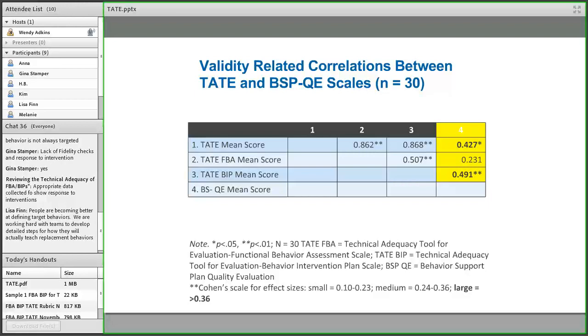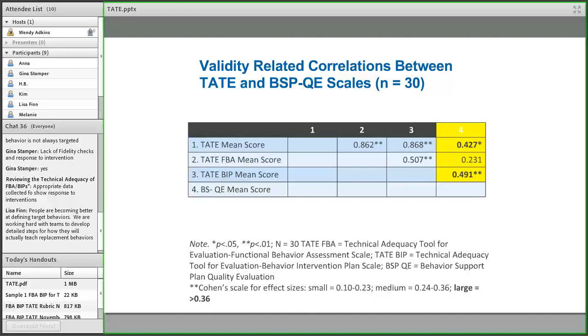So the results are, you're going to look here at the yellow shaded ones. Again, this is a little bit lower than what you saw with the reliability of the TATE. The TATE overall mean score compared with the BSPQE mean score is at 0.42. Now that is actually considered a large effect size. One of the reasons we think that we might not be having high agreement is because the BSPQE doesn't evaluate the FBA part. So that's why you see where the FBA mean score, we don't even have any significance there. They don't really look at the FBA.